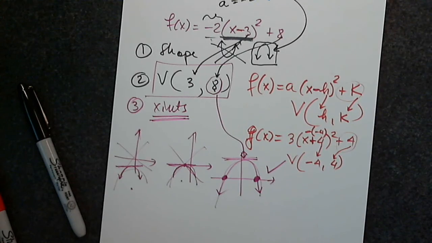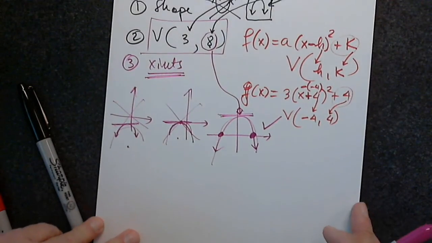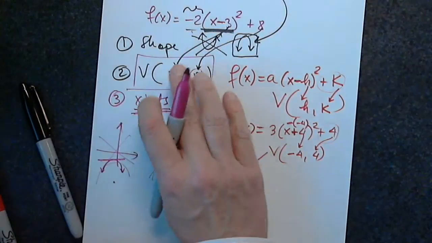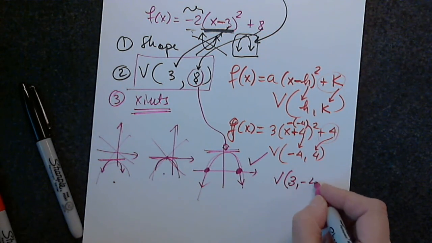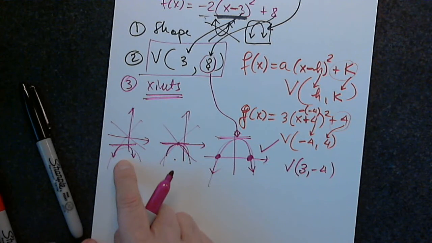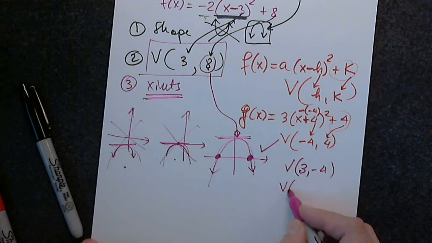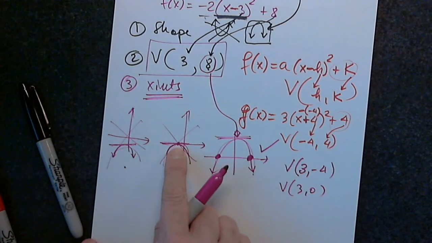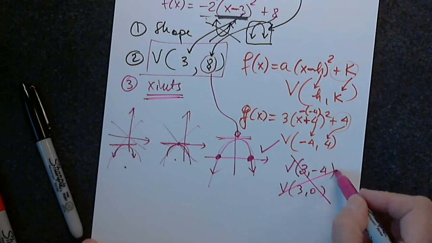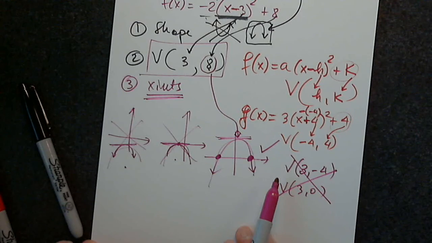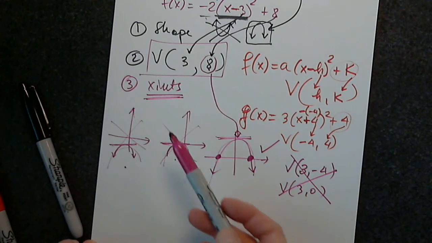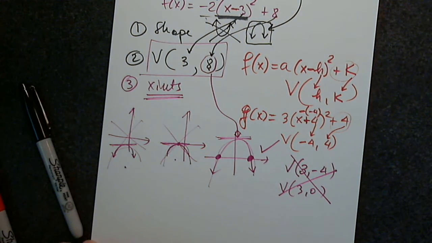Is that clear? So then the original function had been... if the vertex were, for example, let's say (3, -4), it would have been this. For this one, it would have been (3, 0). But that's not the case. So we have (3, 8). Why do I need this analysis? Because I don't want to waste my time. If the solutions don't exist, then I'll say none, and I move on to the y-intercept.